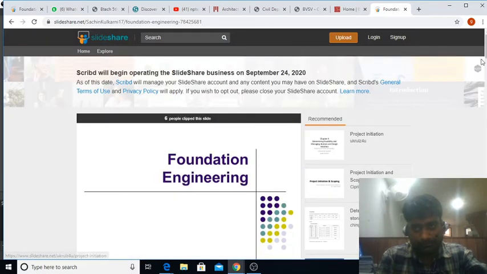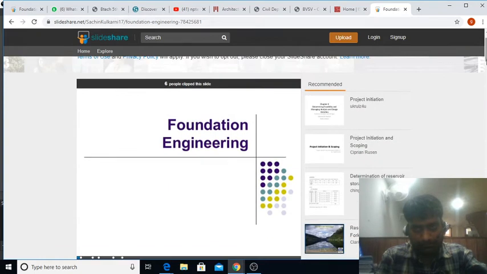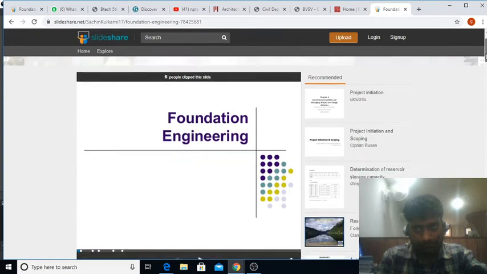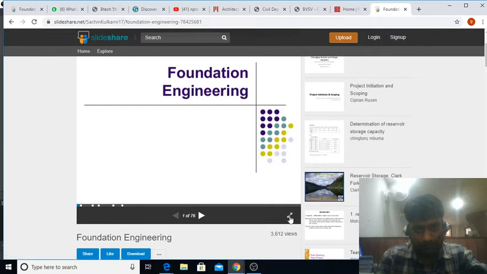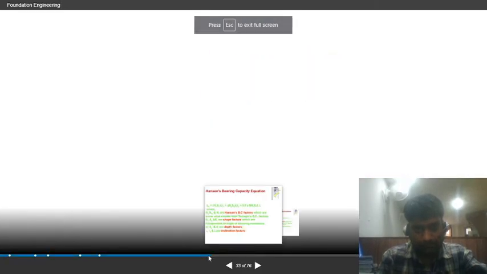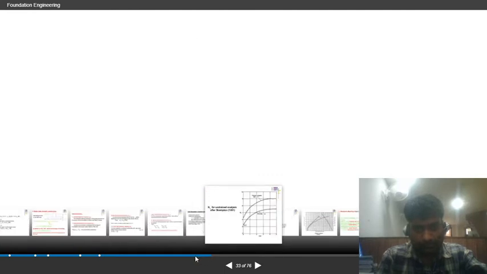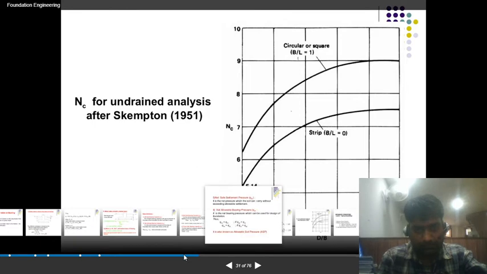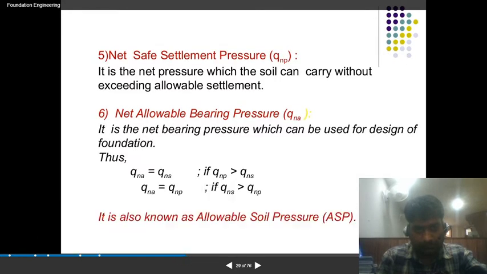Now we come to the design part, that how we have to take care of that particular factor. Now, if we are concerned about the load factor, as I told you, okay, before that, that type of load.